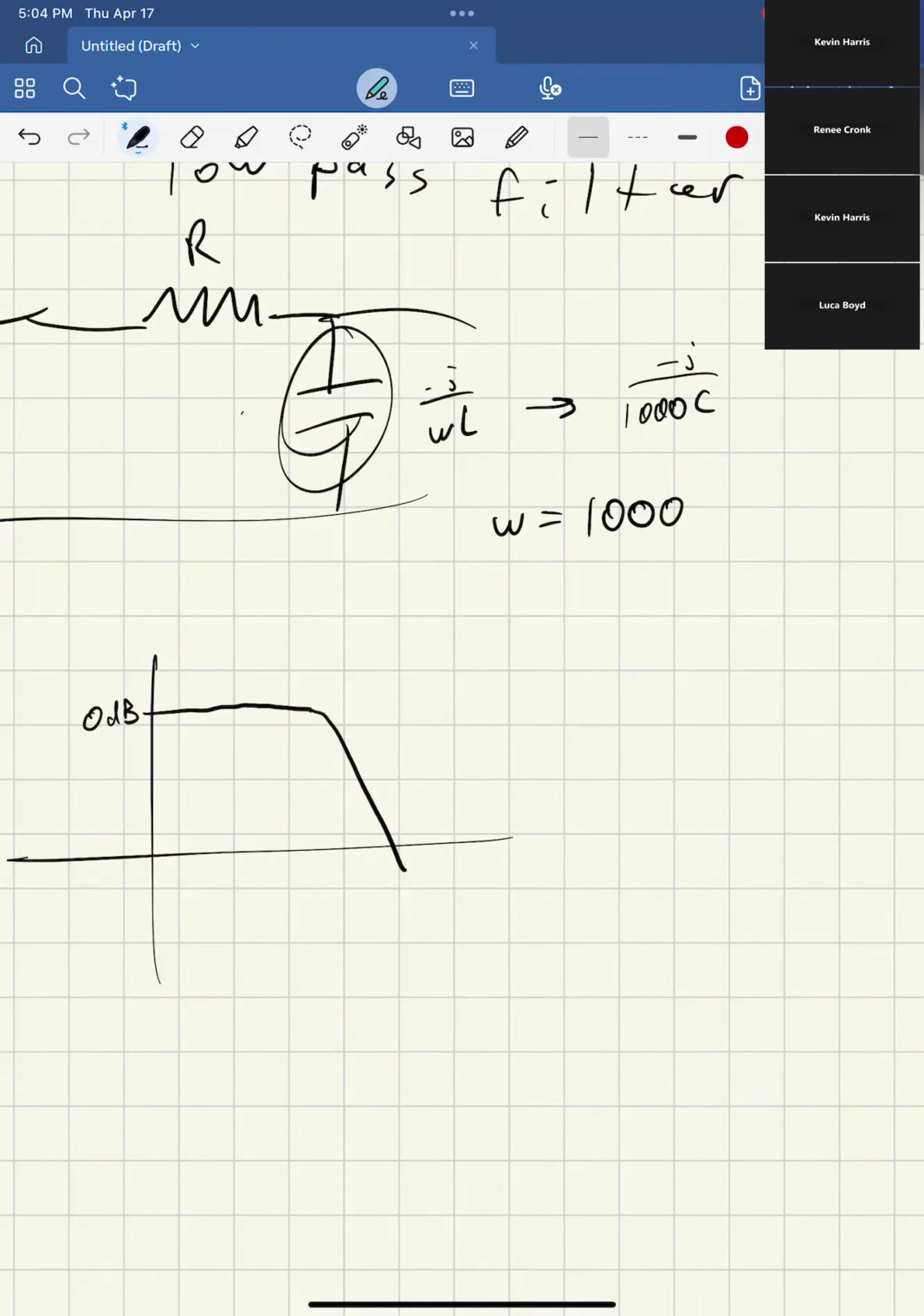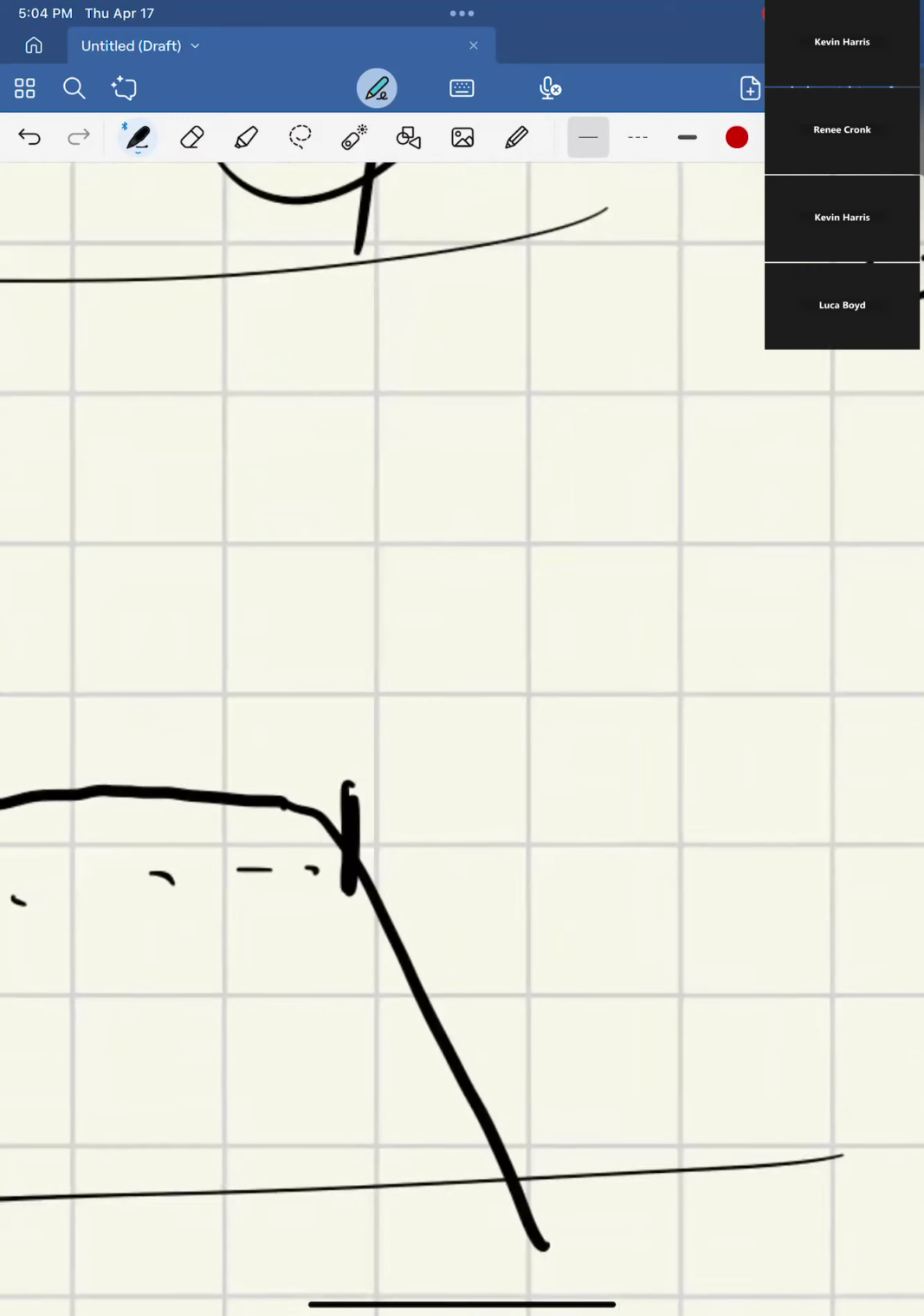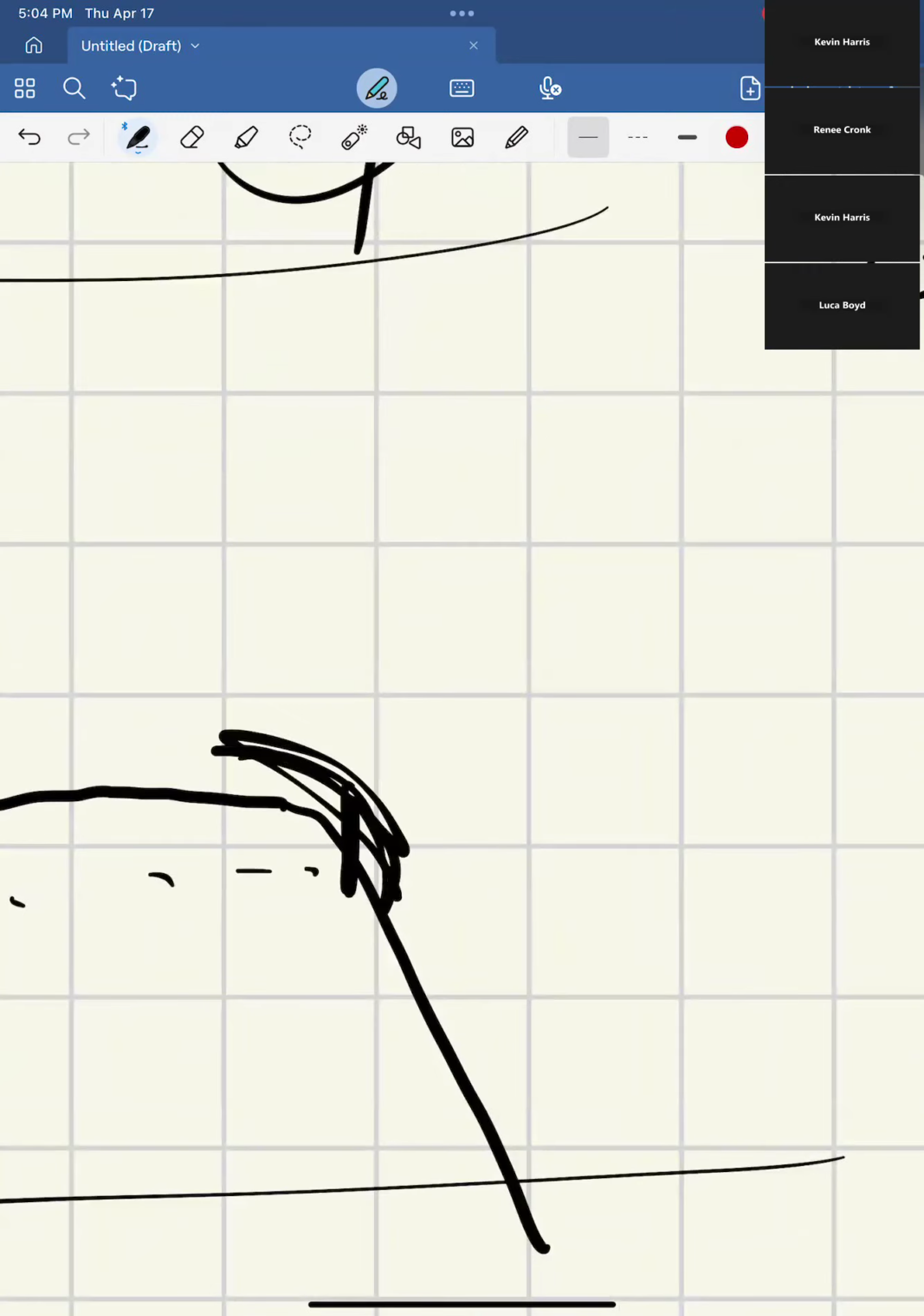And then the corner frequency is just like an arbitrary point. It's not really arbitrary, but it's the minus 3 dB point. And that's just the point where we start saying that the frequencies higher than that are being cut off. That's why it's called the corner, because it's the corner of this curve.